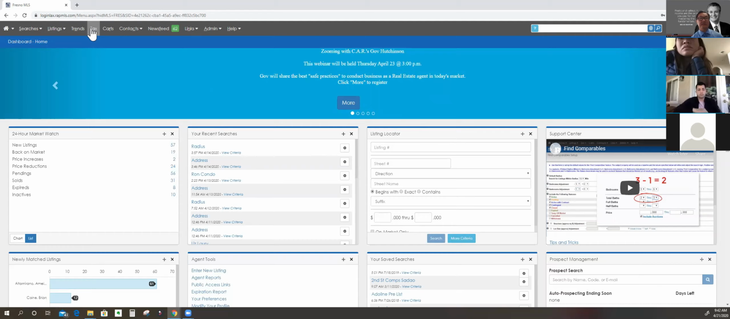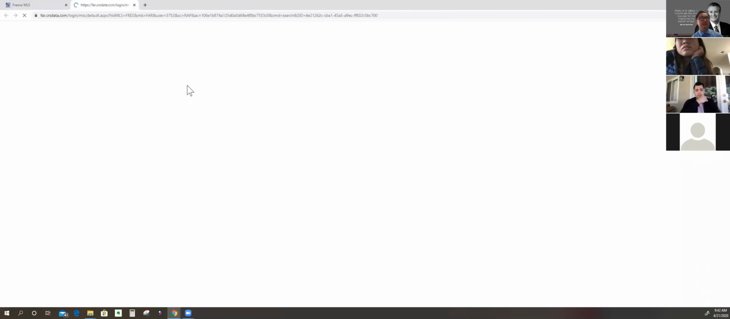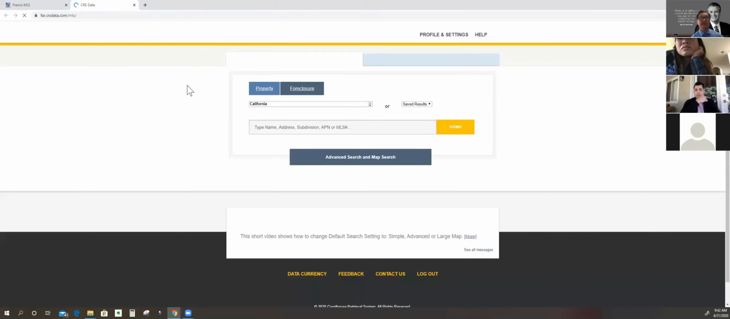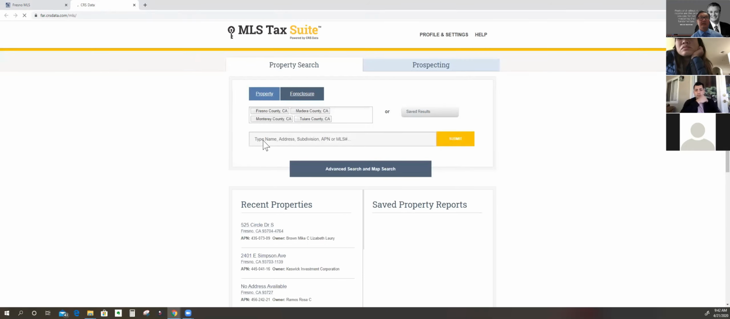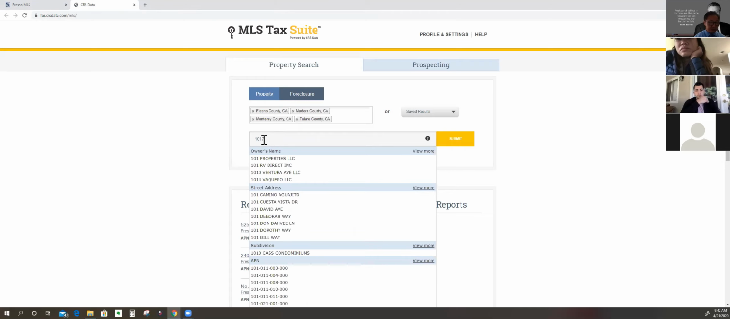So what you're going to do is go to the tax on the top of the menu, and you're going to look up the address. And I will send you this property profile as well. So what you're going to do is type in the address. You can do a name or an APN number from there as well. So it's 10179.